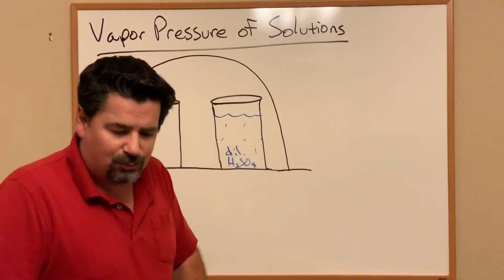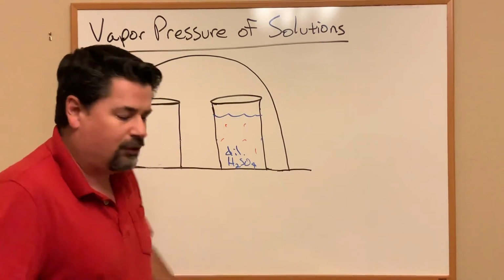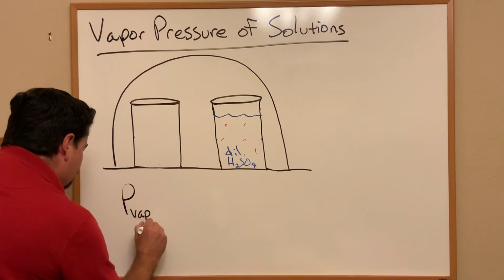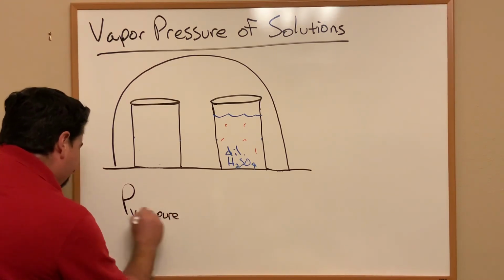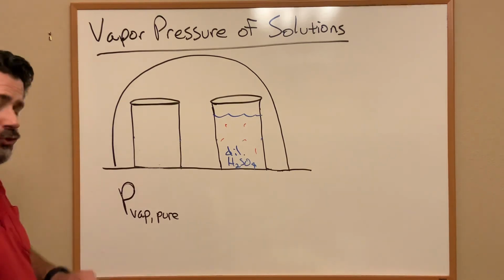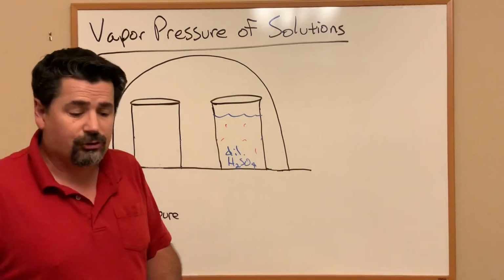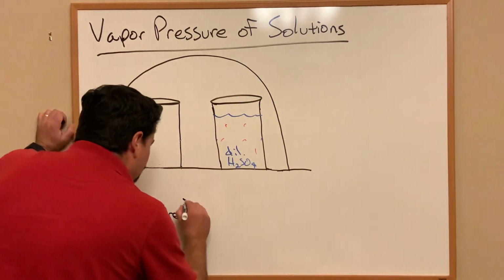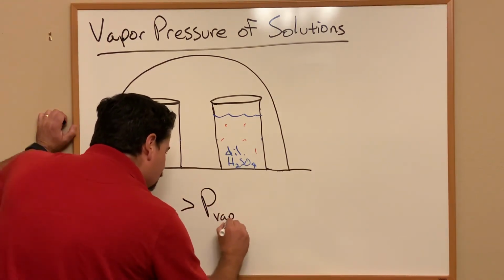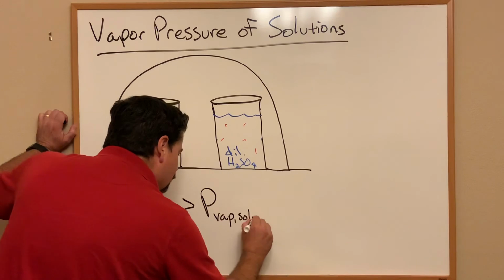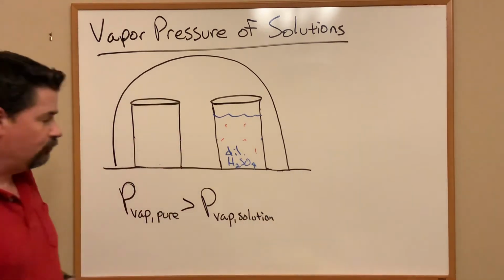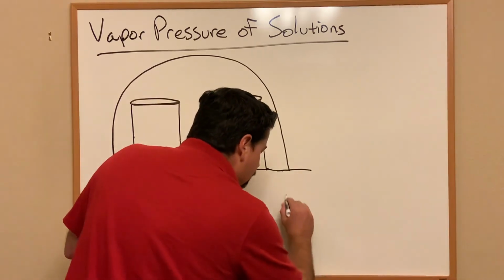So what this experiment shows is that the vapor pressure, call it P vap here, of a pure substance is greater than the vapor pressure of the solution for non-volatile solutes.